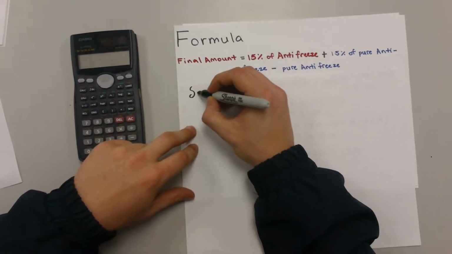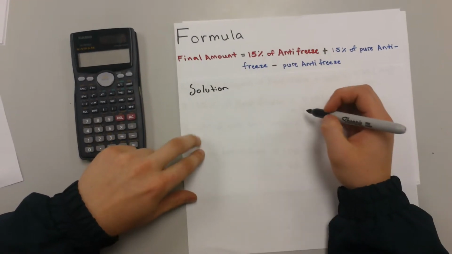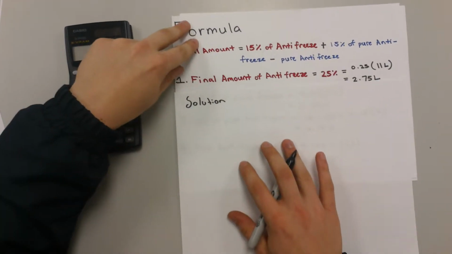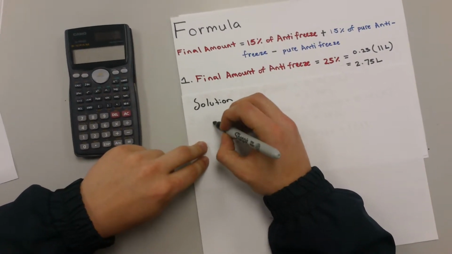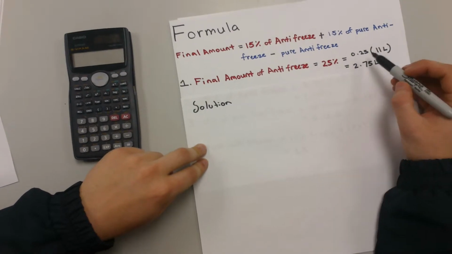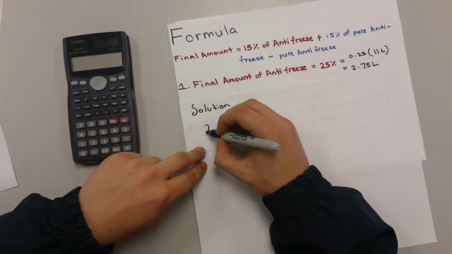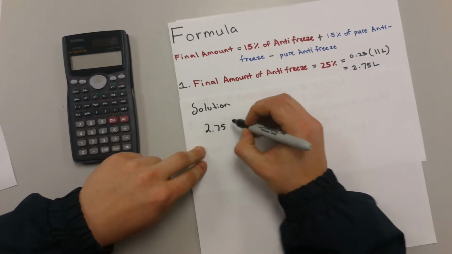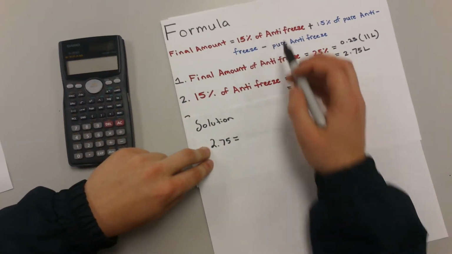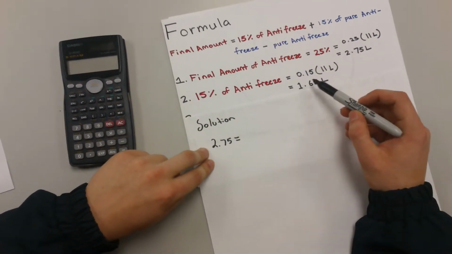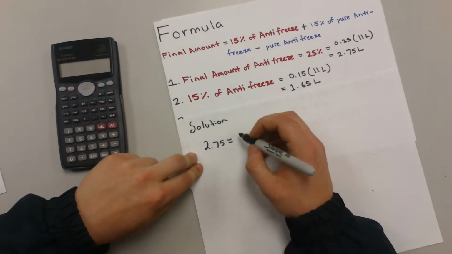All right, so the solution would be: final amount equals 25%, so that equals 0.25 times 11 liters, which equals 2.75 liters. Second step is to find the 15% of antifreeze. That equals 0.15 times 11 liters, which equals 1.65 liters.